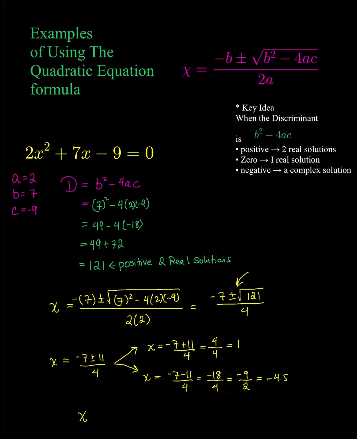So the solution set is either negative 4.5 or 1. What does that mean? Well, that means that if I plug in 1 or negative 4.5 into the x value of our original equation, that would make the statement valid.